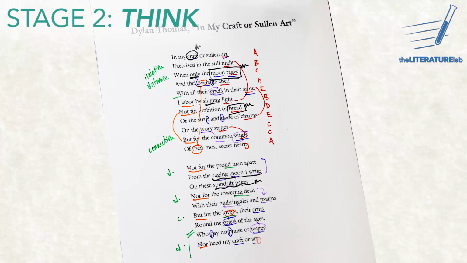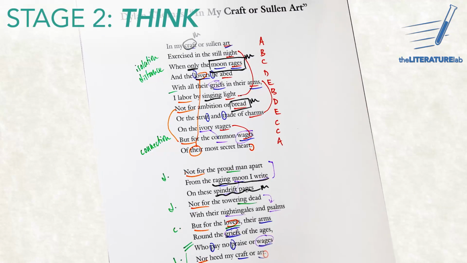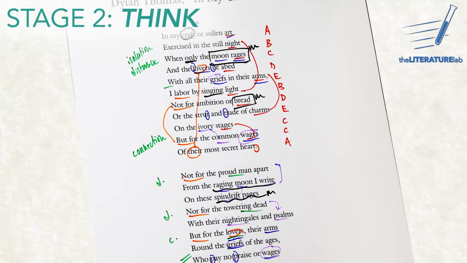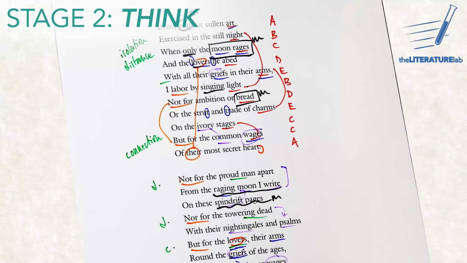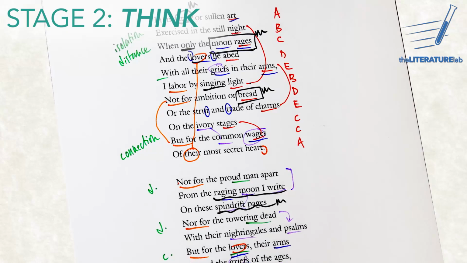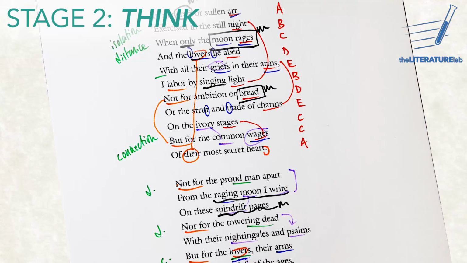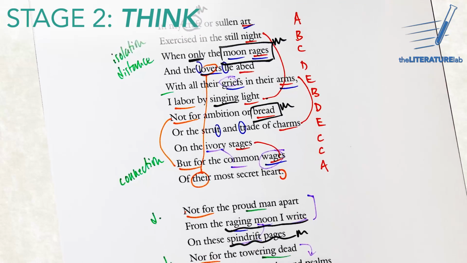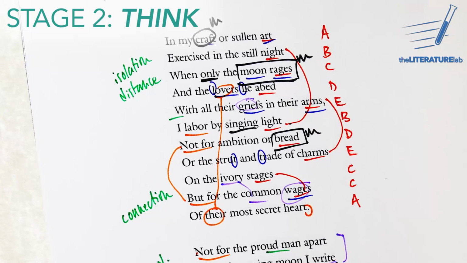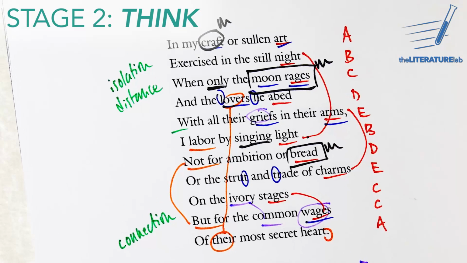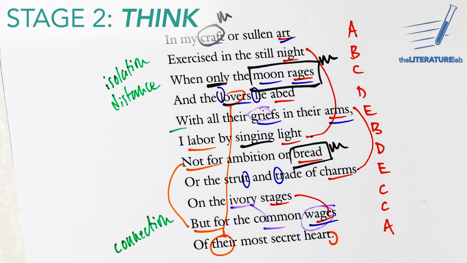In this stage, you're still paraphrasing the poem, but now you're thinking about what the ideas are doing there together. So let's try to think aloud based on In My Craft or Sullen Art. So when I read this poem, the first way that I begin is to ask why the word sullen appears in the very first line, because the other words seem just fine to me.